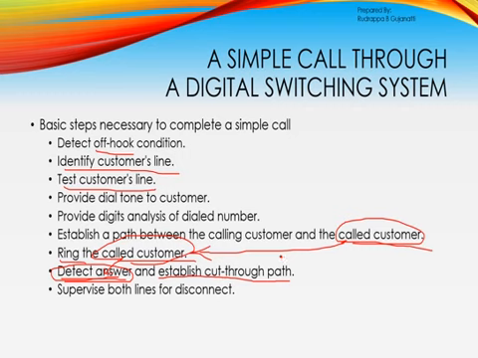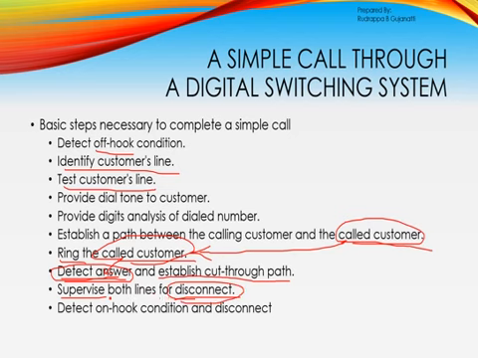That is, basically we try to see when the line occupancy will be nullified or is not required anymore. So supervision will be done of both the lines. This is done in order to see when I have to disconnect the path between the calling customer and the called customer. Once I see a disconnect signal, basically an on hook condition, that is I keep back the receiver of the telephone, I disconnect the entire path. So this is what happens in a simple call through a digital switching system.